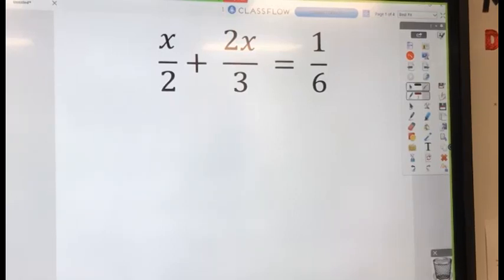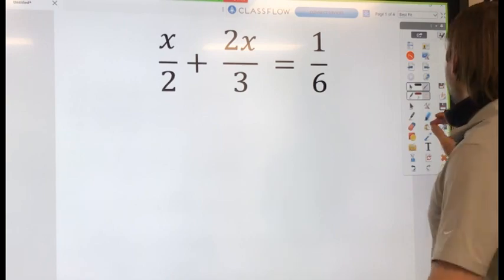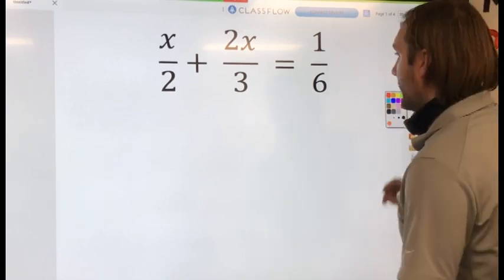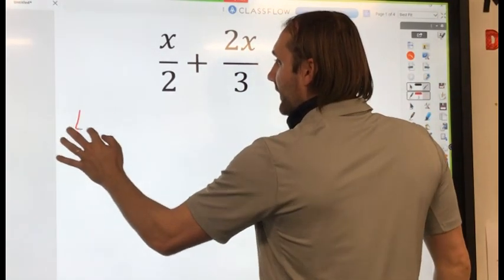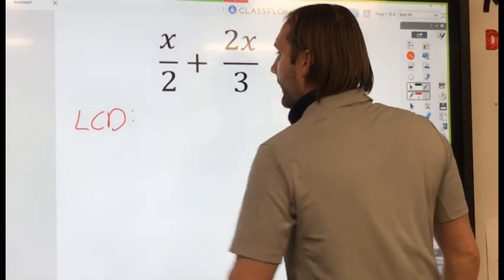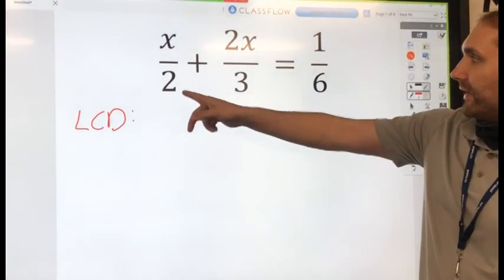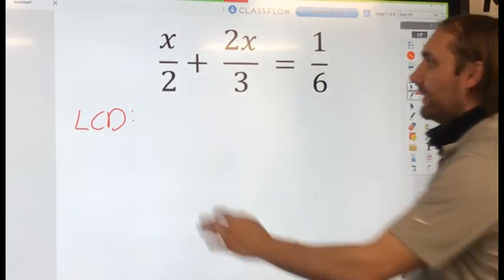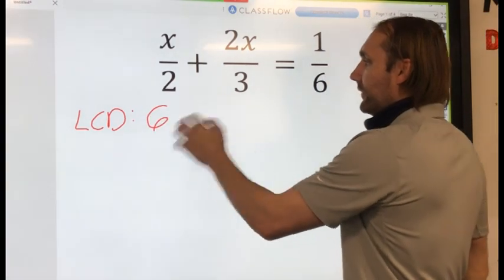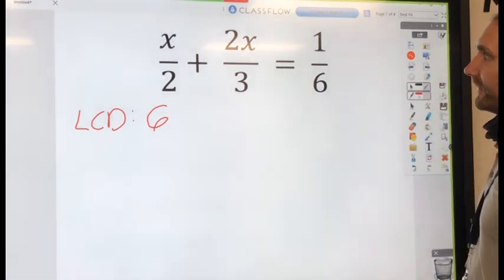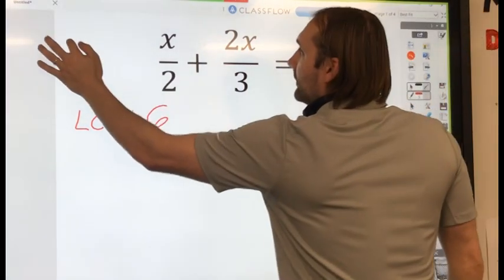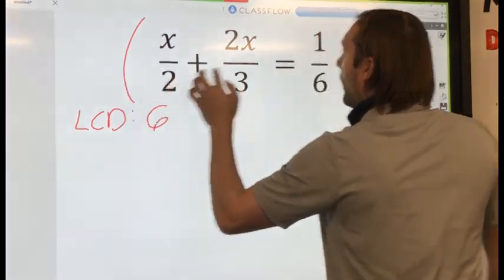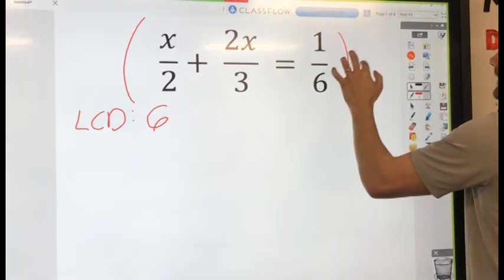So when solving rational functions, there are two methods. Let's look at the first method. Whichever method you pick, you need to find the LCD. So what is my common denominator that's divisible by 2, 3, and 6? 6, right? 2 goes into 6, 3 goes into 6, 6 goes into 6. Method 1 says take all of this and multiply by 6.